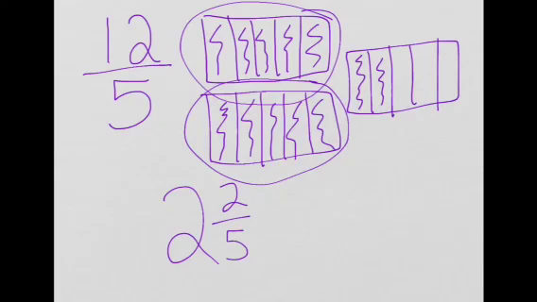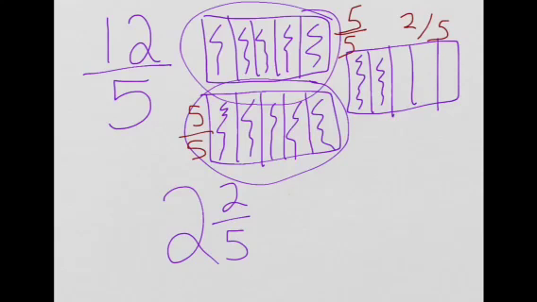Okay, so now we're going to look at the same problem, but we're going to look at it a little differently. I know that this block here is 5/5. I know that that is a whole. So I'm going to come in and write 5/5 beside it. And I'm going to look at this one here, and I can see it's another whole. So it's also 5/5. And then over here, this one is 2/5.